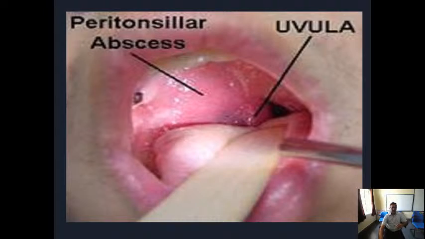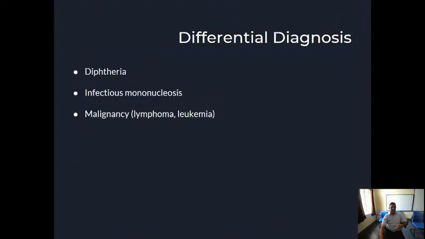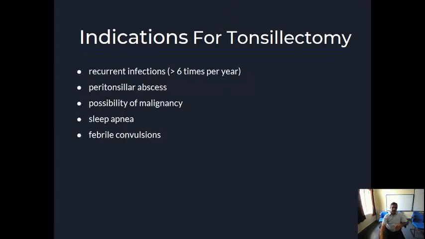One of the complications is abscess. And the differential diagnosis, various differential diagnoses are mentioned: diphtheria and infectious mononucleosis, and malignancies are also to be looked into. Then the indications for tonsillectomy: there are various indications, but the peritonsillar abscess, after it subsides, you drain, and 6 weeks later you do a tonsillectomy, which is called interval tonsillectomy.